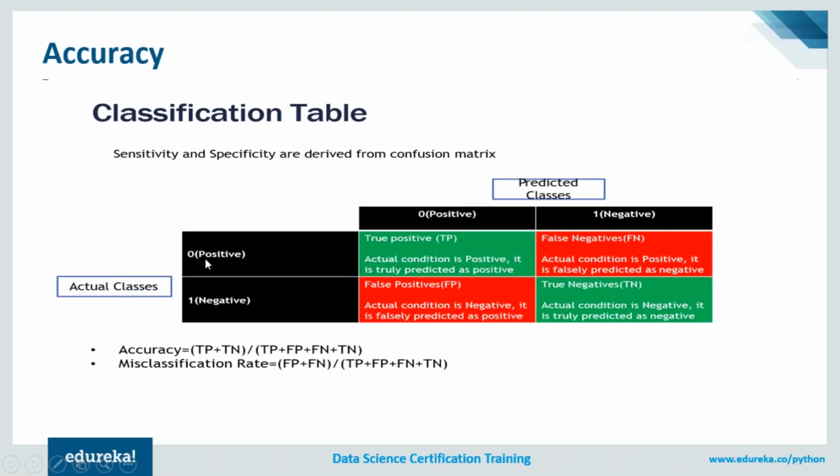So if actual and predicted both are positive, then this is called a true positive, which is the actual condition is positive and the model has truly predicted it as positive. And if it is a false negative, the actual condition is positive while it has falsely predicted as negative, which becomes FN. I think we have a question.